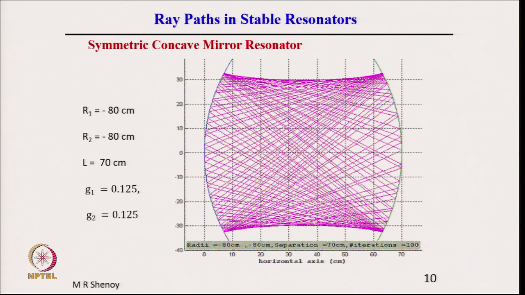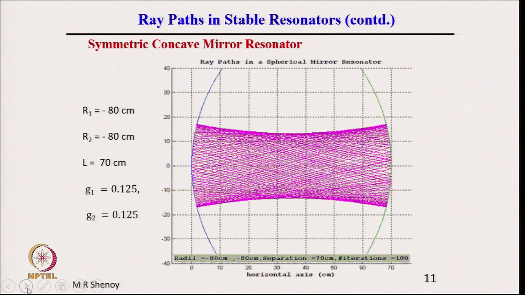You can see that the rays are spread now, but the rays are still confined to the spherical mirror resonator. These are the mirrors M1 and M2, and as before it satisfies the stability condition. The same resonator again with a different set of rays propagating, but you see that the rays bunch in such a way that it looks as if there is a beam which is trapped. We will see later on.